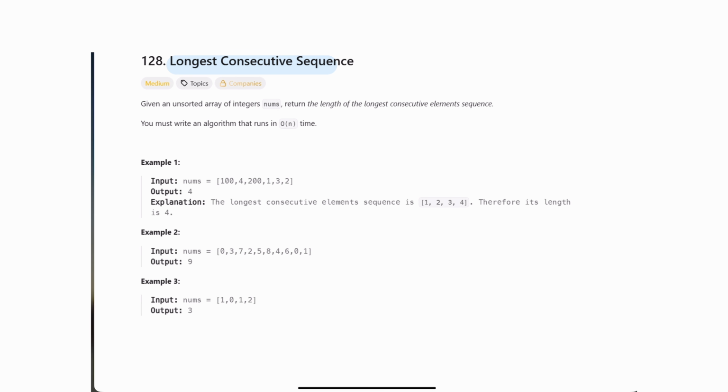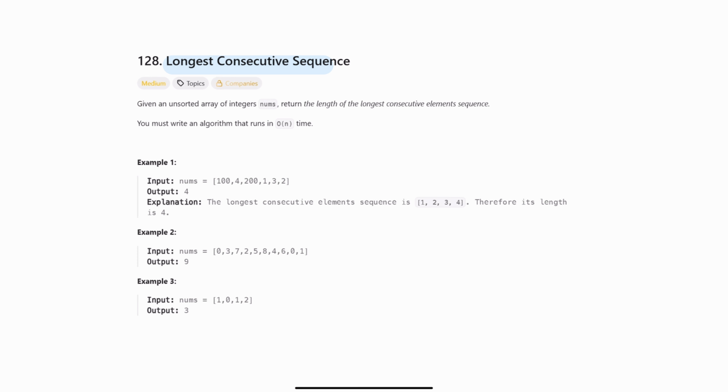There could be multiple series of sequences. For example, let's say 9 and 10. Even though this is a consecutive sequence, the length is 2. But if I start with 1, the length will be 4. The longest is 4. This is all about the problem.